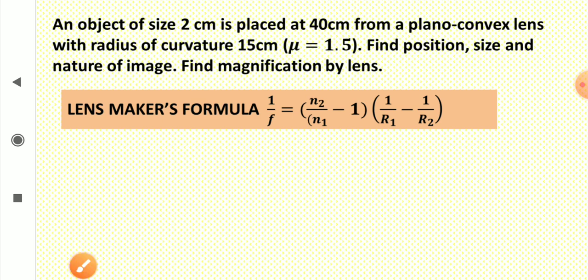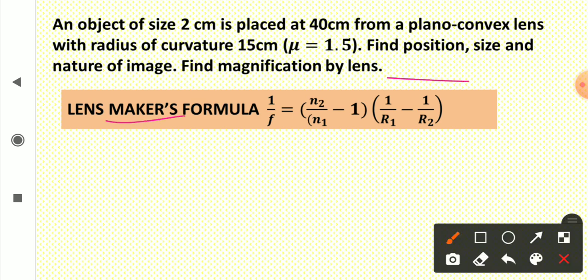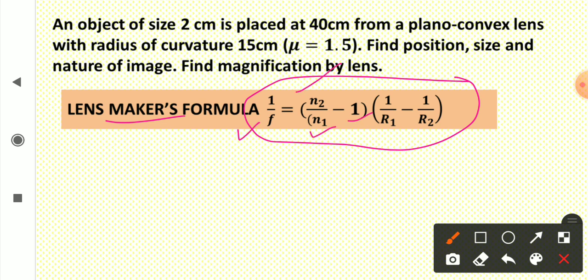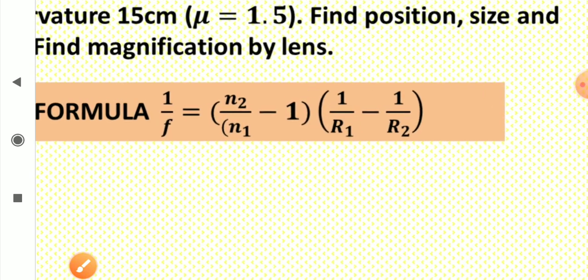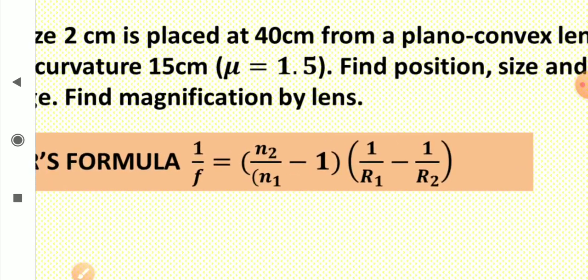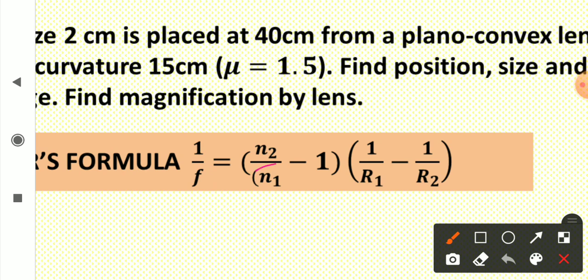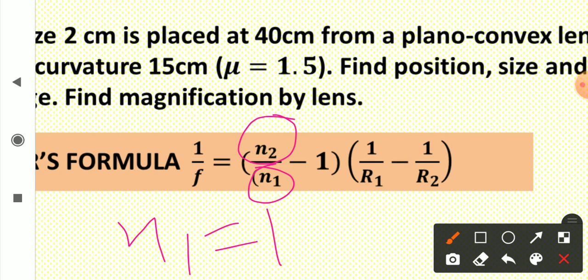So we will find the focal length using the lens maker's formula, and you are familiar with this formula: 1/f = (n2/n1 − 1)(1/R1 − 1/R2). Here, n1 is the refractive index of the rarer medium, which is air, so n1 is equal to 1, and n2 is the refractive index of the lens, given as 1.5. R1 is the radius of the first surface.